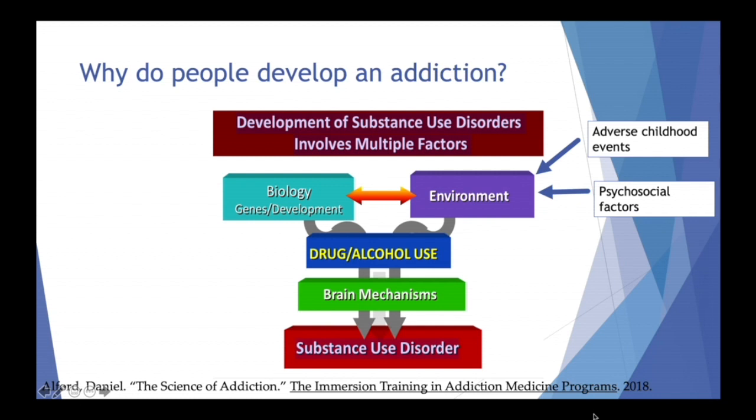The development of a substance use disorder involves multiple factors. There is a large amount of scientific evidence showing that genetics and neurobiology have strong associations with the development of an addiction. Biologic factors, in combination with environmental factors like adverse childhood events and psychosocial factors, predispose a person to develop an addiction when exposed to drugs. The brain's biochemical pathways undergo rewiring after exposure, resulting in dependence and possibly a substance use disorder.